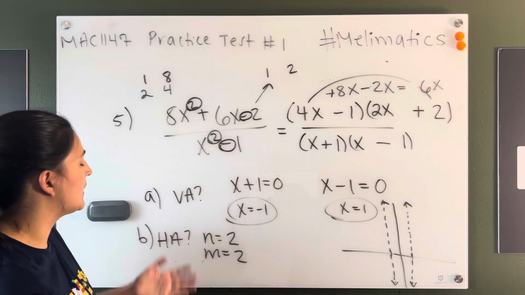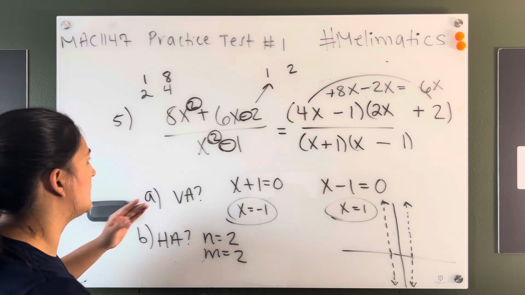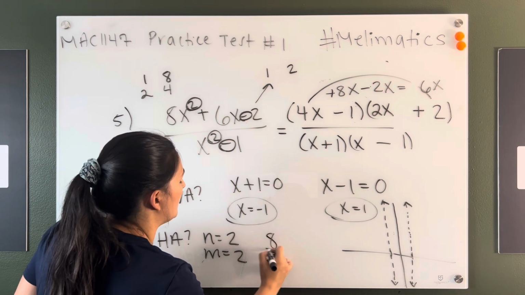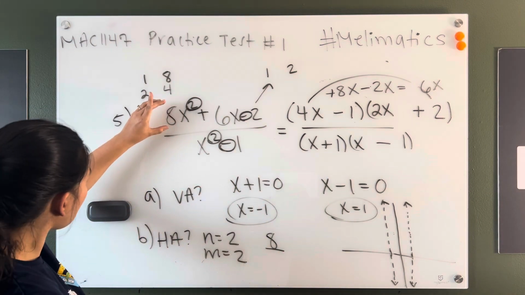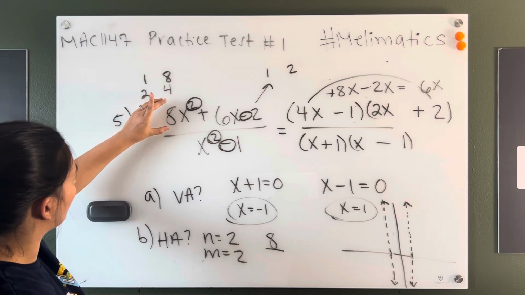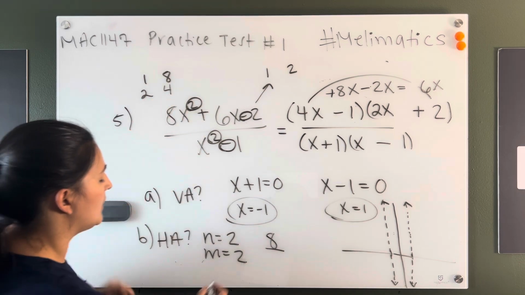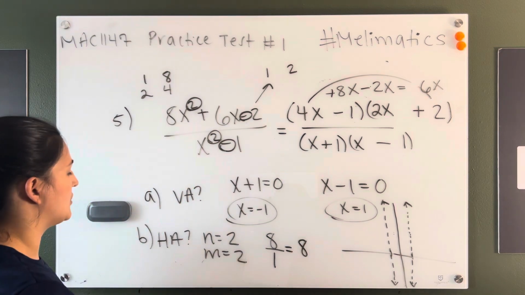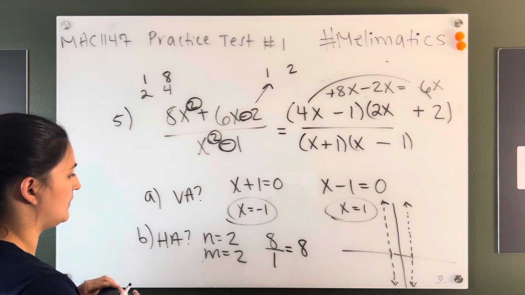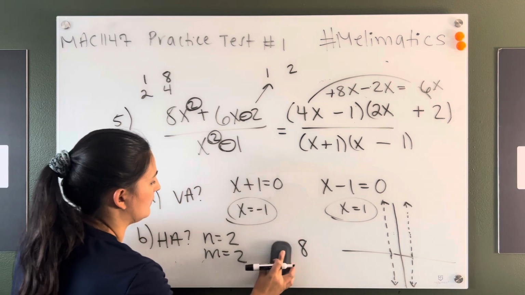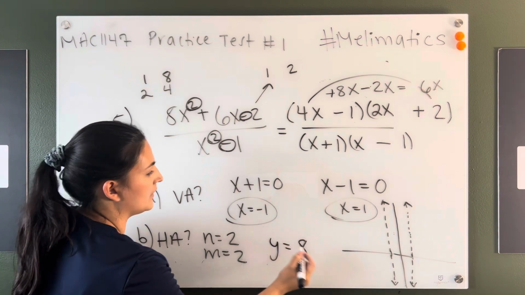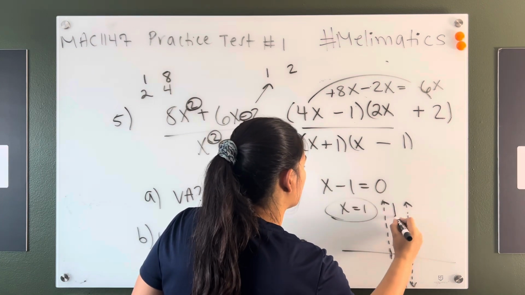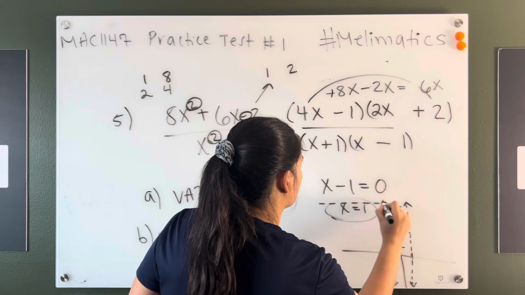So for here, because they are equal to each other, you divide the coefficients in front of the highest power. Right, so that would be this 8 divided by the 1, and that is the equation of your horizontal asymptote. So this is going to be y equals 8. Up here it would be 1, 2, 3, 4, 5, 6, 7, 8. That's your horizontal asymptote.